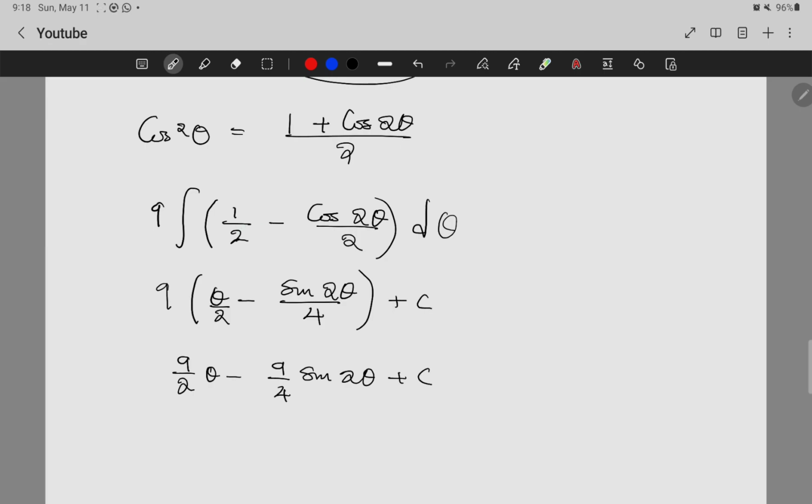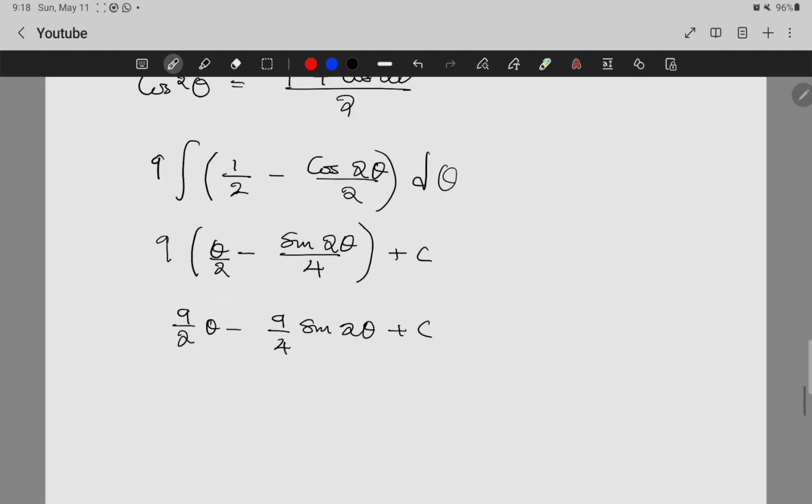Okay, let's go through that one more time. Let me just make sure I haven't made any error. Integrate half d theta, we get half of theta, which is this. Then integrate cos 2 theta over 2. First differentiate the 2 theta to give us 2, divide the 2 down giving us a 4. The integral of cos is sine, so the argument remains the same. It becomes 9 over 4.